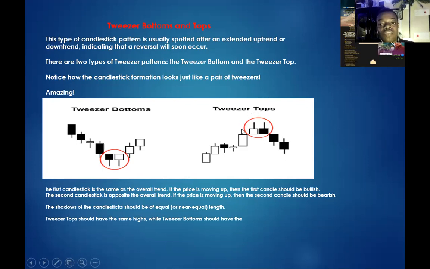But when you see the two of them at a particular level, you should know which one is a tweezer. It's rare to see ones that form exactly the same height. Sometimes the other one might have a longer tail, but when you see them, you will know that this is a tweezer. Okay, now let's go to a live chart where I will show you some examples.